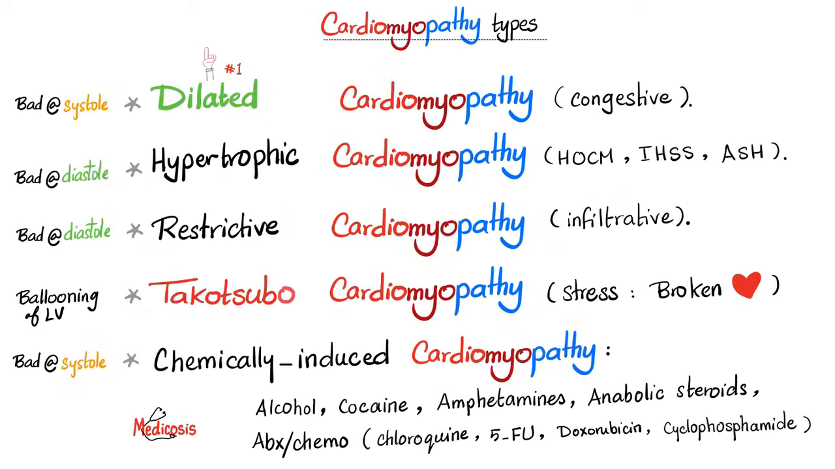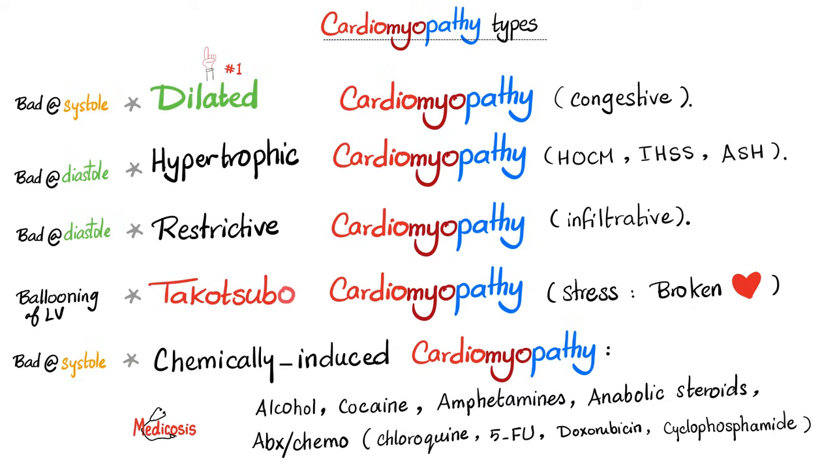How many types of cardiomyopathy do we have? Many, including dilated cardiomyopathy, today's topic, also known as congestive cardiomyopathy, because the patient might have congestive heart failure symptoms. Then we have hypertrophic cardiomyopathy, also known as hypertrophic obstructive cardiomyopathy, idiopathic hypertrophic subaortic stenosis, or asymmetrical septal hypertrophy, all terms describing the same disease. Then we have restrictive cardiomyopathy, also known as infiltrative cardiomyopathy, because my heart muscles have been infiltrated with something. Let's say amyloid proteins in amyloidosis, or fibrosis, or fibroelastosis, etc.